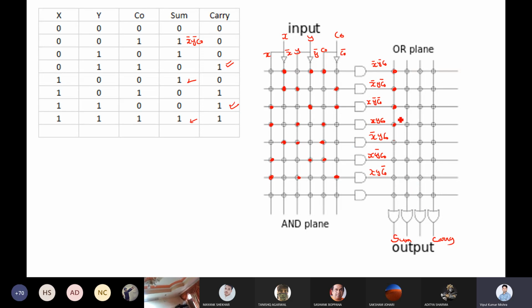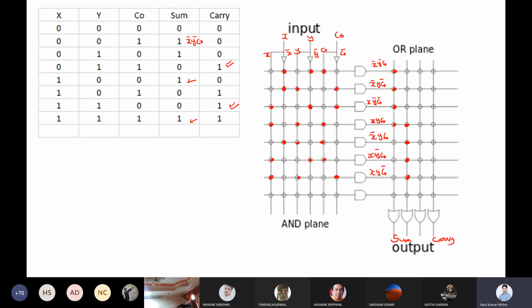Now what about carry? We require this one, this one, this one, and this one to produce the carry, right? So now the question comes, this looks very simple. With this, you can produce sum and carry. So this will act as your adder.